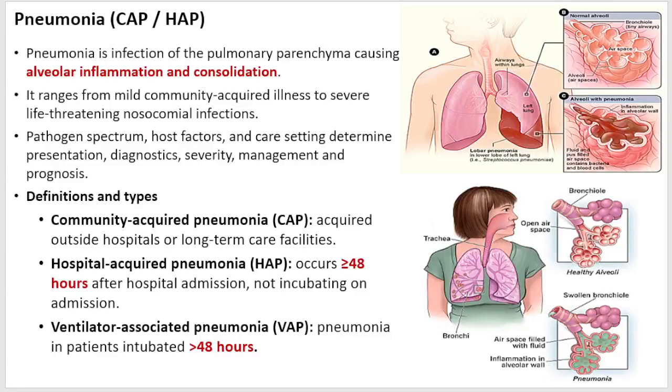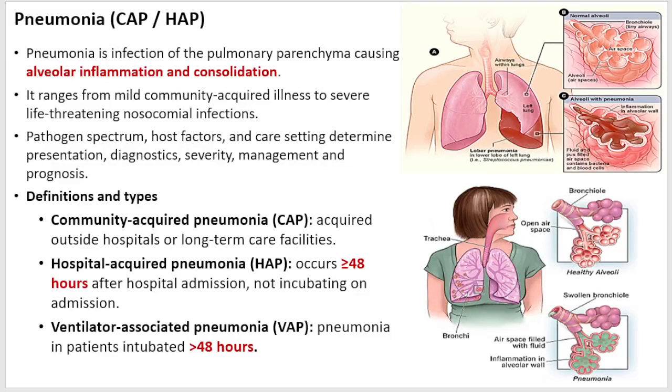First is community-acquired pneumonia. This is acquired outside hospitals or long-term care facilities. Common pathogens include Streptococcus pneumoniae, which is most common, Haemophilus influenzae, and atypicals like Mycoplasma.